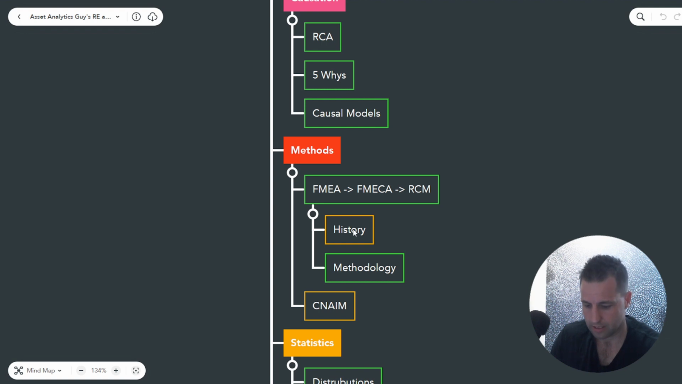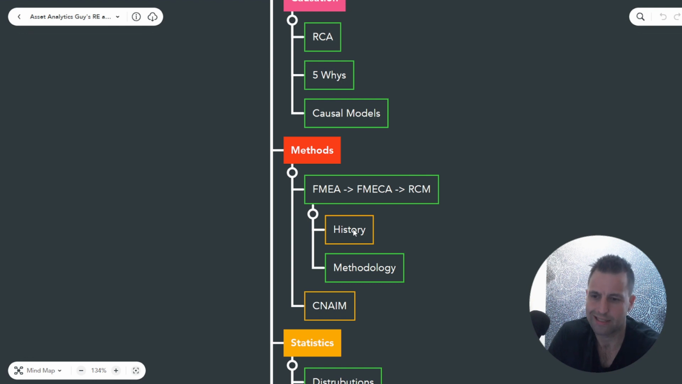And you really need to understand the methodology behind each one. So what are the steps that you're going to be doing when you perform a FMEA, FMECA, or RCM type process? And which of it is around asset knowledge capture, and what stuff in there is business decision making, business process. Another one that I recommend you look into is the CNAIM.